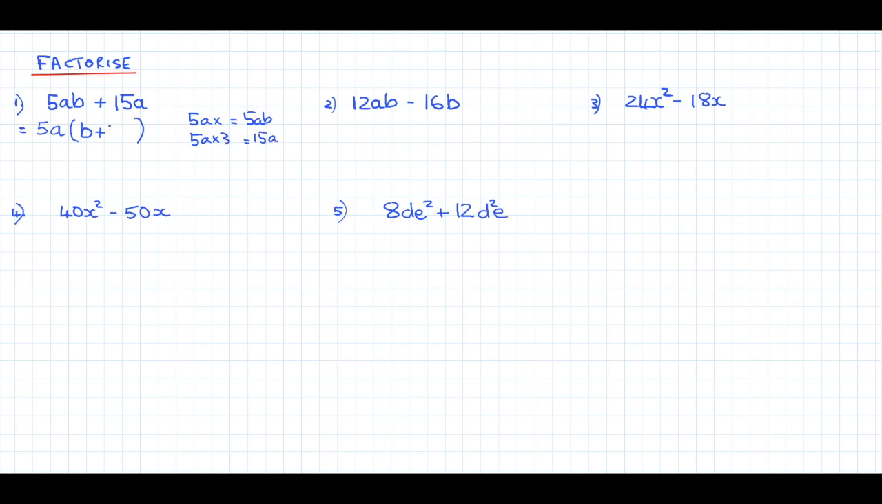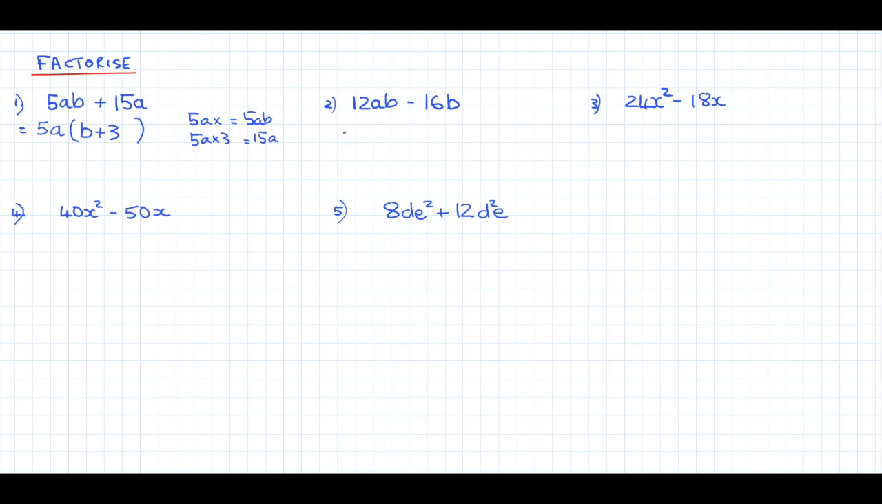5A times 3. Now, once you've done that, you should check by multiplying it out to check that you have the right answer. If we multiply out the bracket, 5AB plus 15A. So that's us. We can check. Let's go on to number 2. Again, we've got two numbers and we've got our letters.